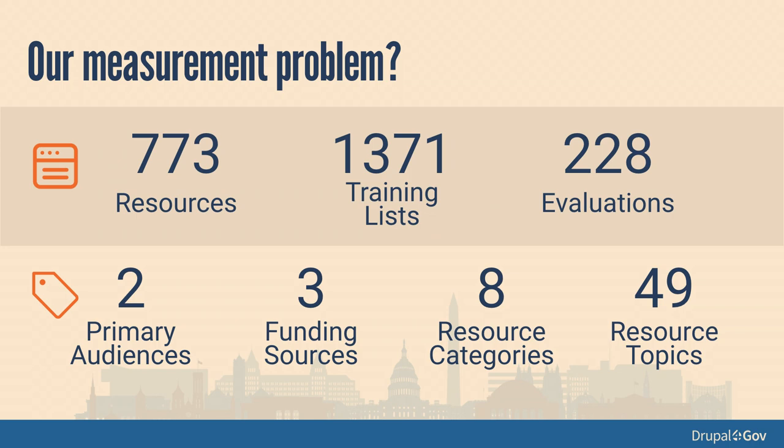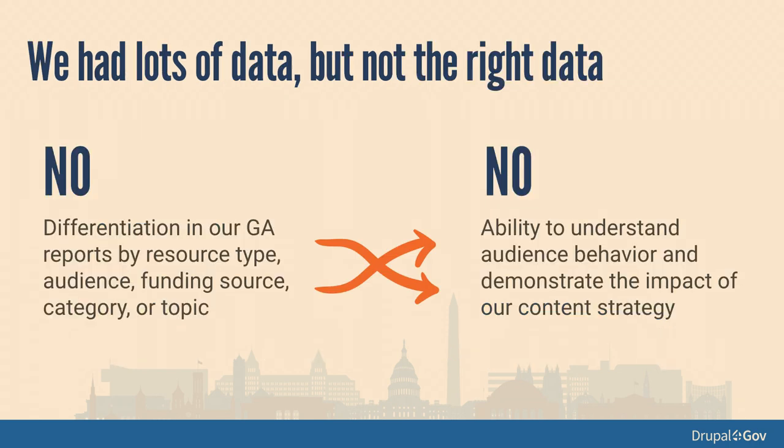We also, from a taxonomy perspective, those resources are all tagged into different resource categories, and then more granularly with different resource topics. But the problem was, we had all this data, but it was not the right data. If you're familiar with Google Analytics and you know how to do a page view report, it tells you every single page on your site and how many page views you had. It doesn't tell you anything about what type of resource it was, what was the funding source, who was the audience for that, what was the resource category, what was the topic. So I didn't know how to get that information besides manually going through the CSV output and tagging that, which was just not going to happen.